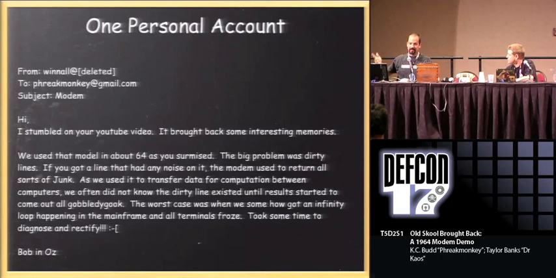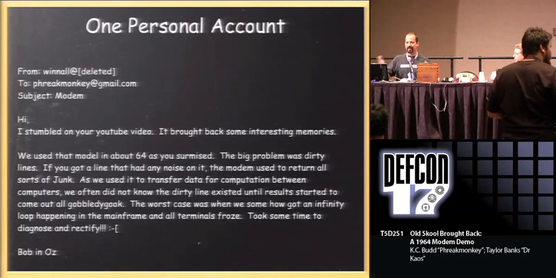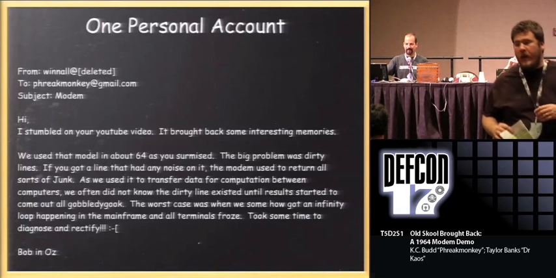He talked about dirty lines. There was no error correction, like I said. So a lot of times when you're sending data over it, if noise is introduced, it'll go only one way. You won't see it. If you're uploading a program to a mainframe, that could be catastrophic, as he explains here. He used it to transfer data for computation between computers. He didn't know the dirty line existed. The worst case was when, in his words, somehow an infinite loop happened in the mainframe and all the terminals froze, because they were uploading data to the mainframe through old wooden modems that didn't have any error correction. I thought that was an interesting story. It gives an account of how these things were used back then.